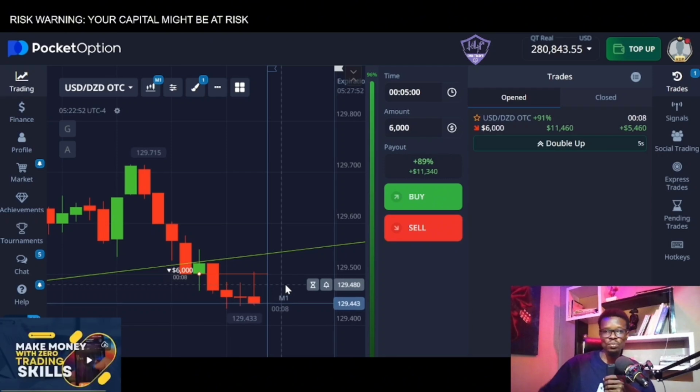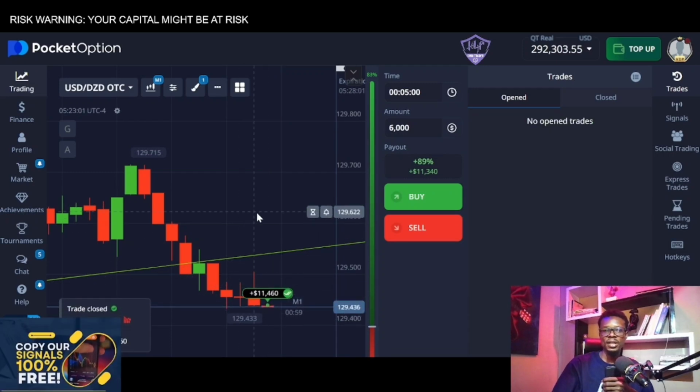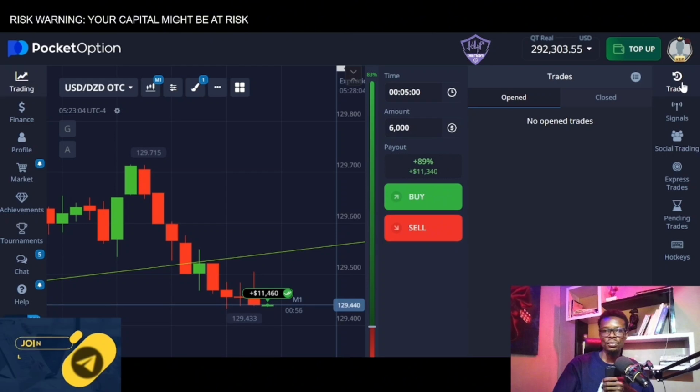So we have a few seconds more now for this powerful trade to finish. We have 7, 6, 4, 3, 2, 1, and guys, you can see right here, it is a very beautiful direct win.